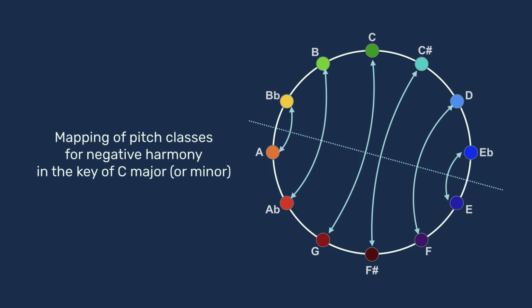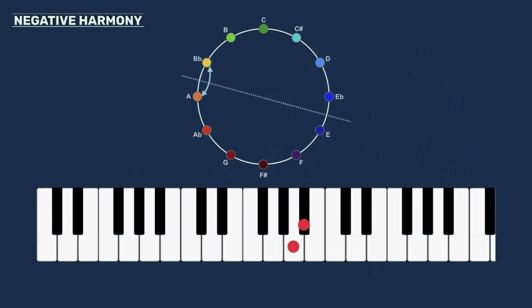It is easy to find these correspondences on the keyboard. If you play the two notes between which the axis is located, in this case A and B flat, or it could be E and E flat with the same results, you can just move upwards with one note and downwards with the other, chromatically, and you will find each pair of related notes.